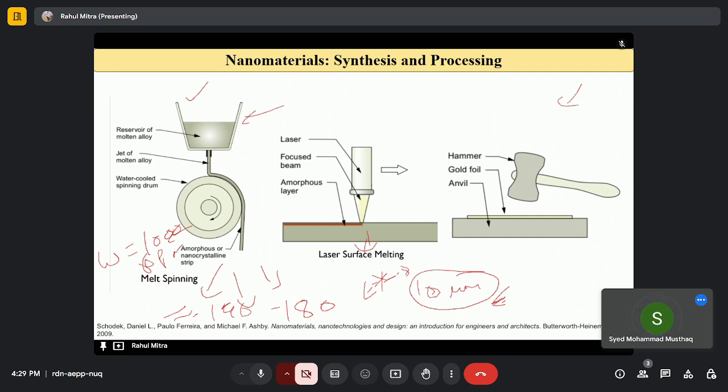But if you want to make solar cells at a low price, then laser surface melting can be used to make the proper laminations onto the screen. And the next process is the foil beating process.